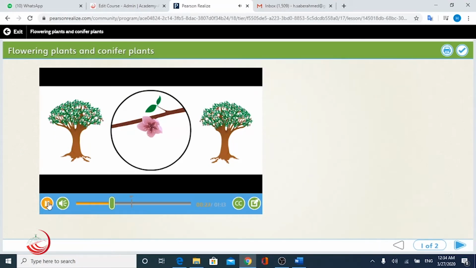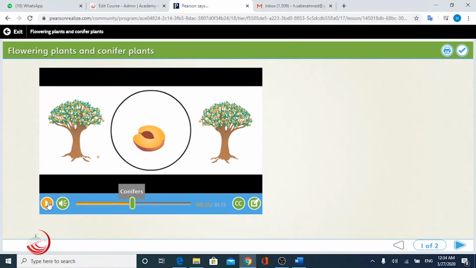Pollination, seeds form near the center of the flower, and a fruit grows around the seed to protect it. Very good. So the fruit is grown around the seed to protect it. So inside this peach fruit, we will find the seed. After the fruit falls to the ground, the seed inside may grow into a new plant.